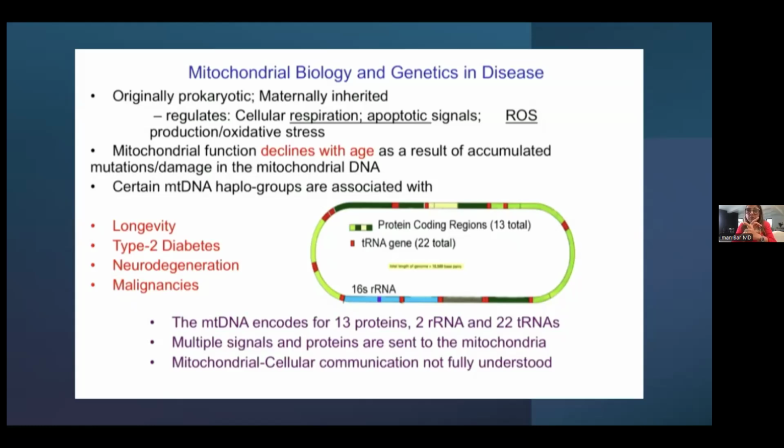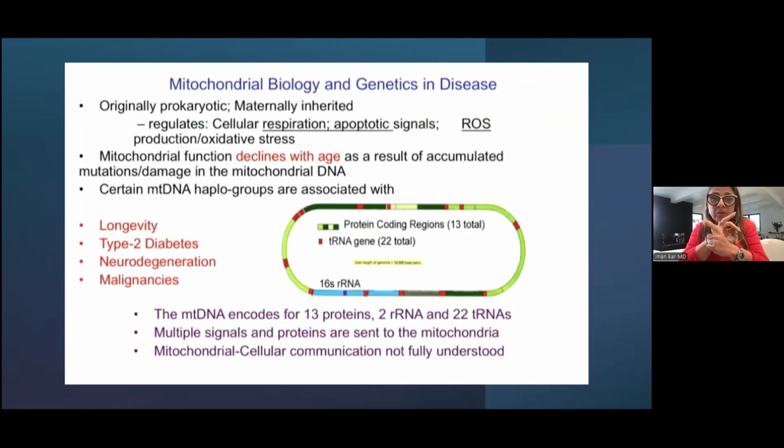Do you all remember the hallmarks of longevity? There are 13 now. One of them is mitochondrial senescence. It influences type 2 diabetes. It's involved in neurodegeneration and, of course, malignancies, which is another big thing. So I guess that's not a peptide.